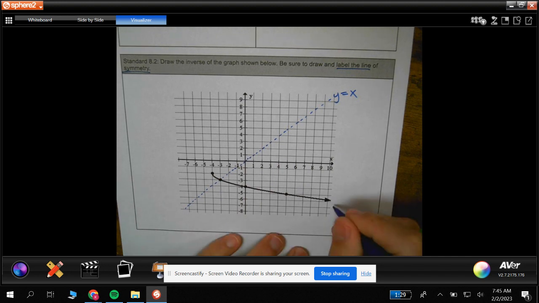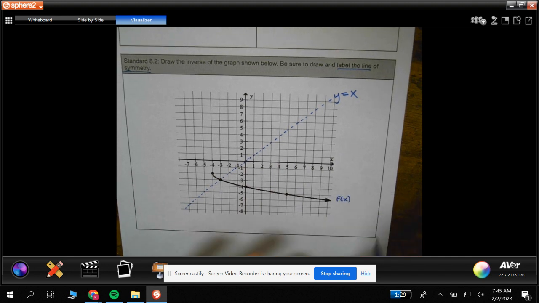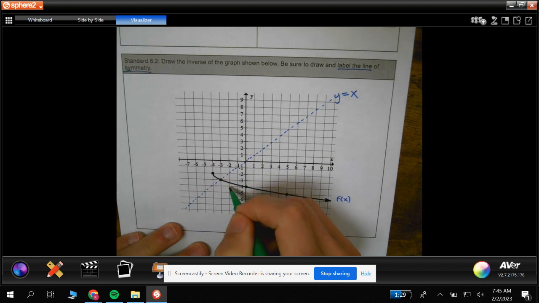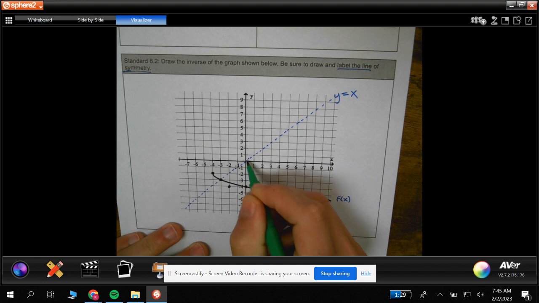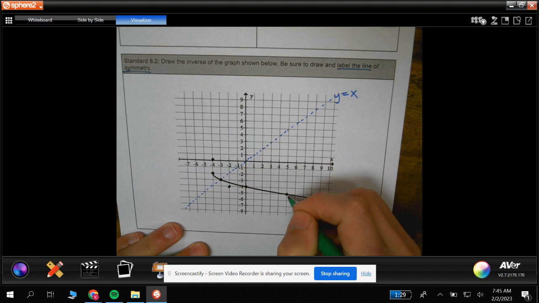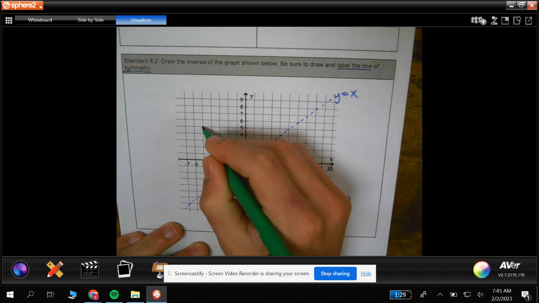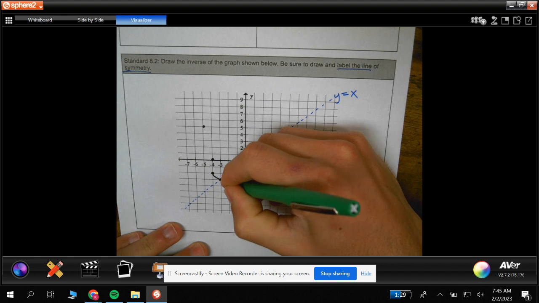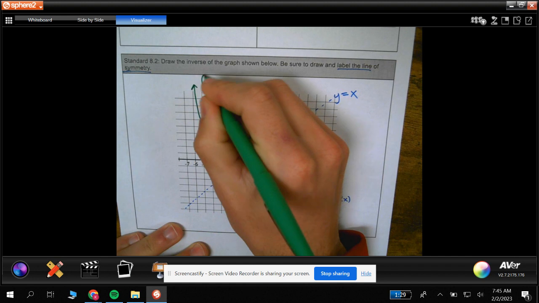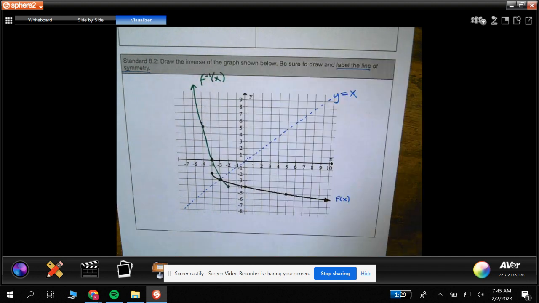So if this line right here is f of x, our inverse function gets flipped over the line of reflection. So this point flips over here. 0, negative 4 becomes negative 4, 0. 5, negative 5 becomes negative 5, 5. And then we just draw it in. So it looks kind of like that right there. And that is f negative 1 of x, inverse f of x. And that's it. There we go. All right, let's move on to standard 8.3.